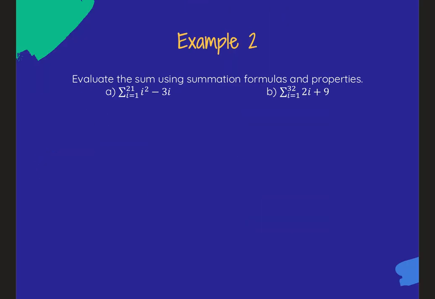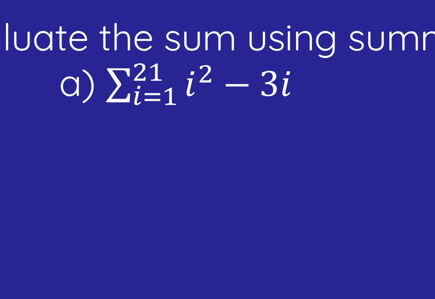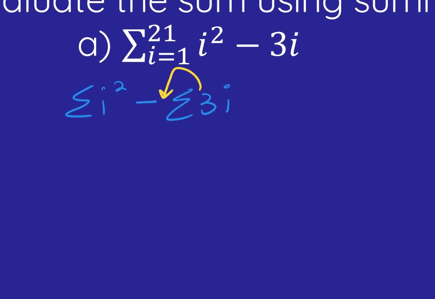All right, example 2, and A and B just continue. So this is i squared minus 3i. Now we have a sum or a difference, so the first thing you want to do is separate it out. I would do the summation of i squared minus the summation of 3i. Then bump the coefficient, so the 3 goes to the front of just that summation part. So it's the sum of i squared minus 3 times the sum of i.